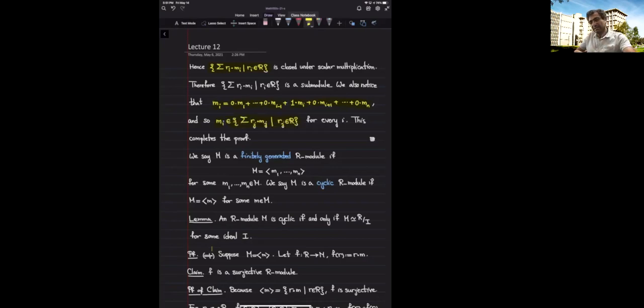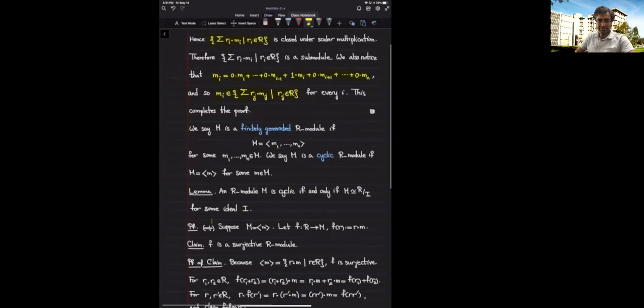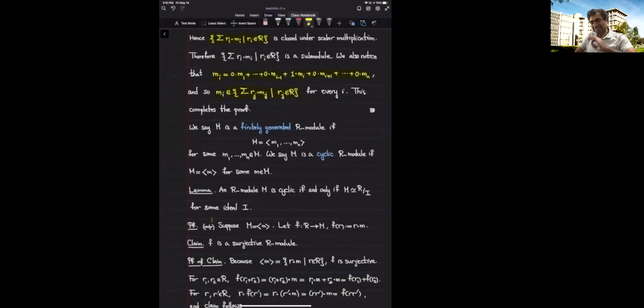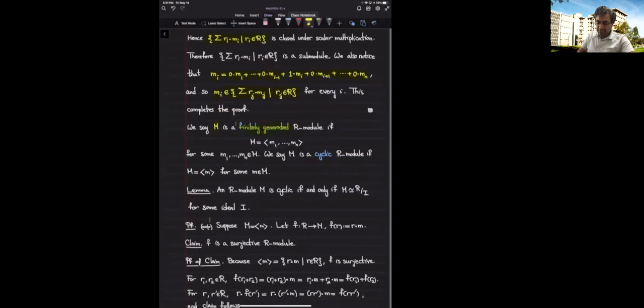This module does contain m sub i, and every other module that contains m sub i should contain this module. So it's the smallest submodule that contains m sub i. We say a module M is finitely generated if it is generated by a finite subset m1, ..., mn. Or alternatively, we say a module is finitely generated if there are m1, ..., mn such that every element of M is an R linear combination of the m sub i's.